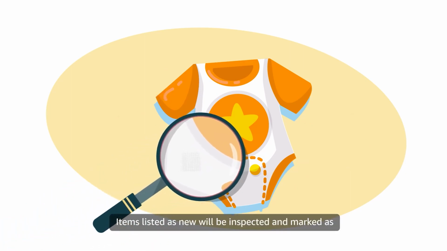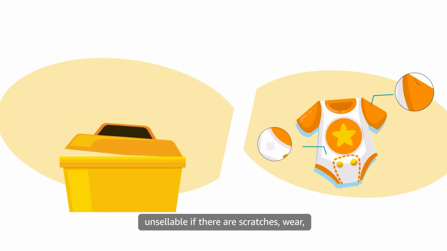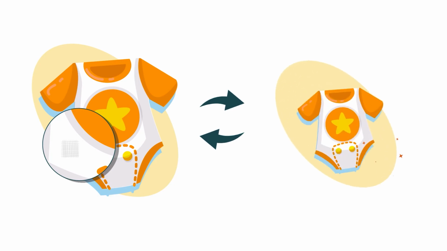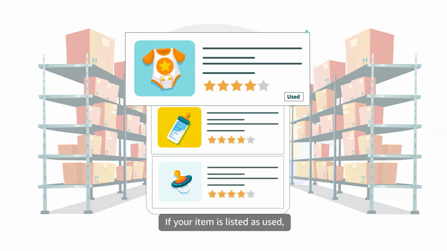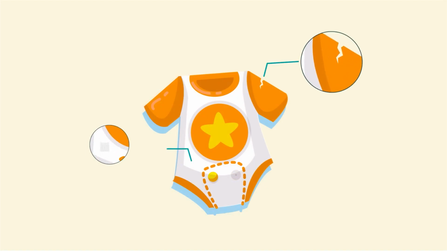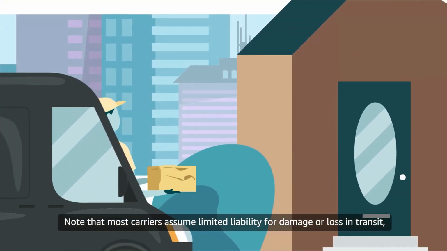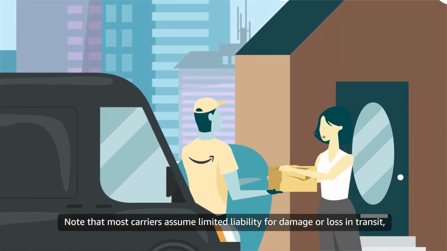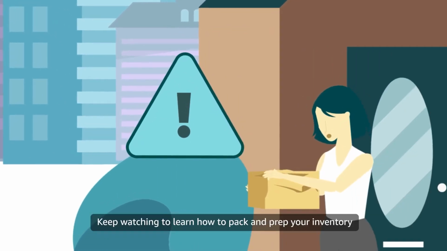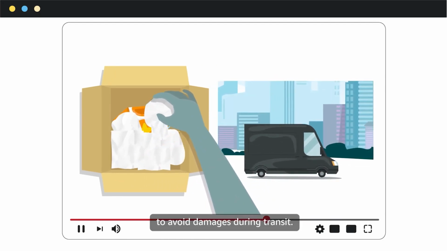Items listed as new will be inspected and marked as unsellable if there are scratches, wear, or other damage beyond what's considered acceptable for a new item. If your item is listed as used, it'll be marked as unsellable only if it's defective, unusable, mislabeled, or missing parts. Note that most carriers assume limited liability for damage or loss in transit depending on the cause. Keep watching to learn how to pack and prep your inventory to avoid damages during transit.